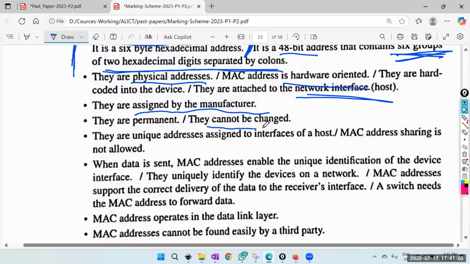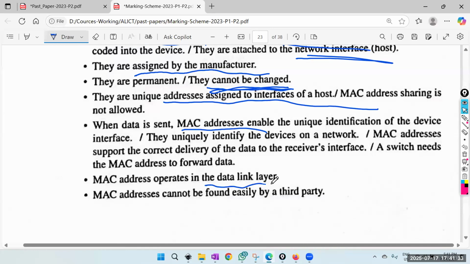Of course, sometimes you can change it using firmware, but usually we don't do that. And they are unique addresses assigned to the interface, and MAC address sharing is not allowed, right? So these are unique for your local area network. So then you can use MAC address to uniquely identify a machine, okay? And it operates in the data link layer, right? MAC addresses cannot be found easily by a third party. Yes, usually MAC address is not exposed to third parties. It is an internal thing. Anyway, so we have enough points, right?